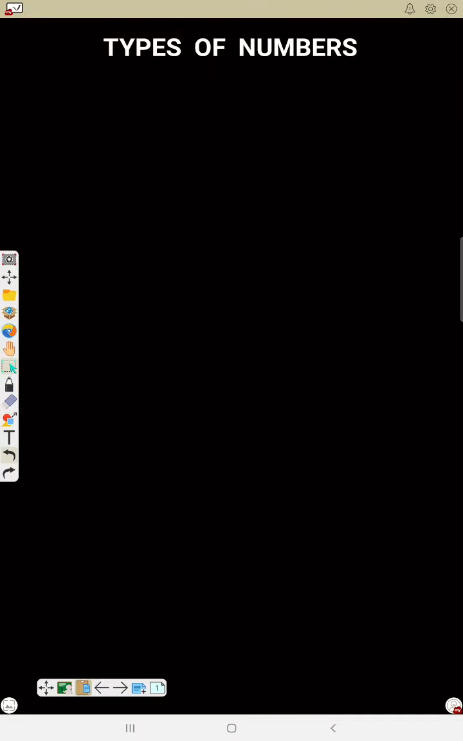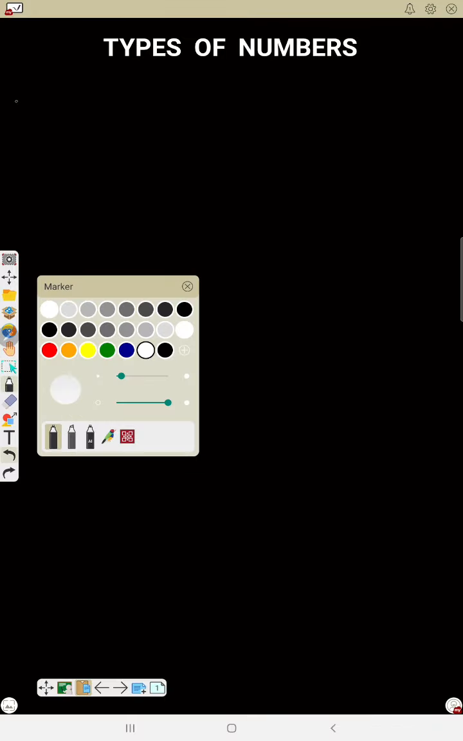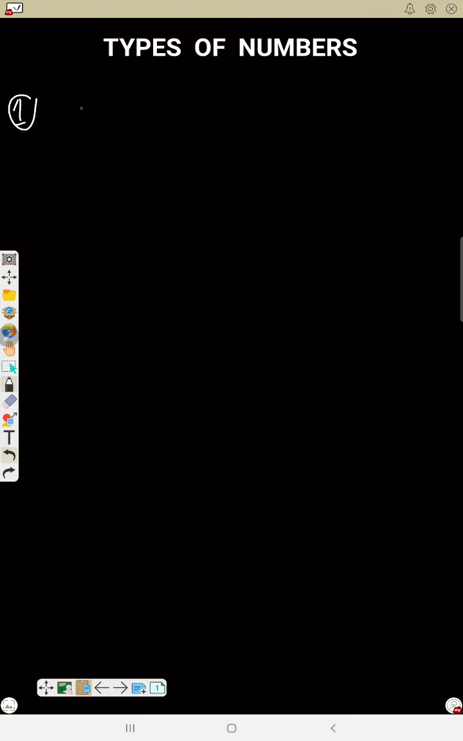Types of numbers. Broadly, numbers can be said to be of two types. 1. Real numbers. 2. Imaginary numbers. Now, we'll start with the first one. 1. Real number.